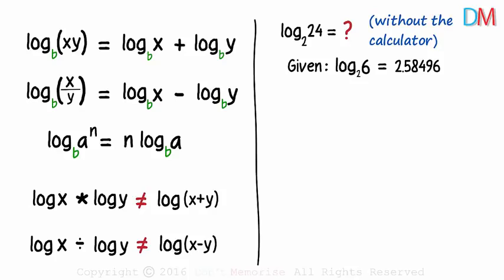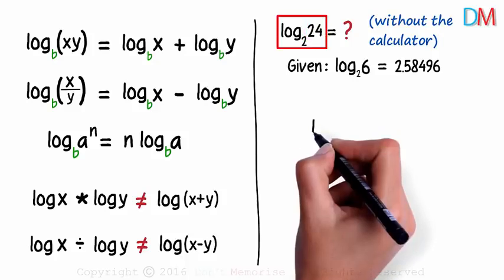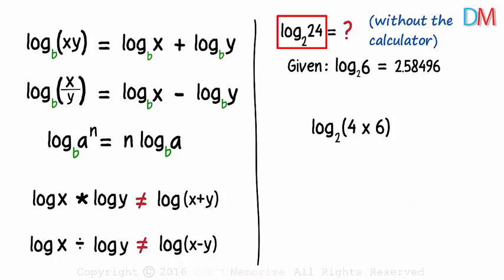We are given the value of log 6 to the base 2 and we need to find the value of log 24 to the base 2. Give it a try. The trick lies in writing 24 as a product of 2 numbers. This can be written as log of 4 times 6 to the base 2. The argument 24 is written as 4 times 6. Now why did we write it as 4 times 6 and not 2 times 12? You'll know soon. Let's try applying the first rule here.